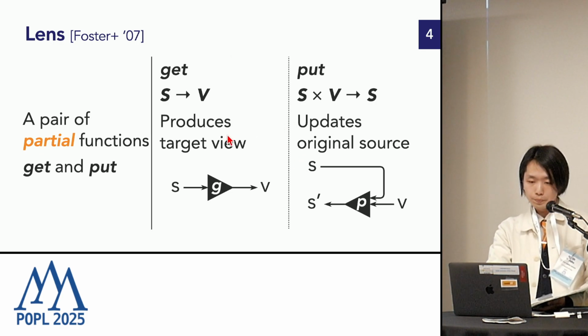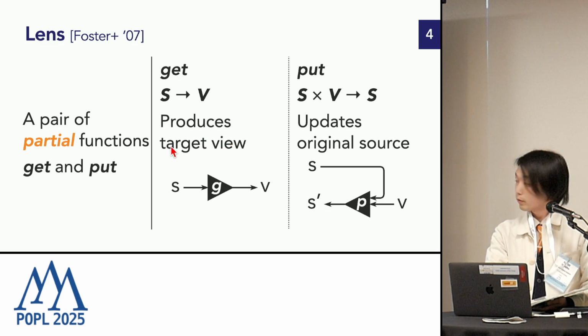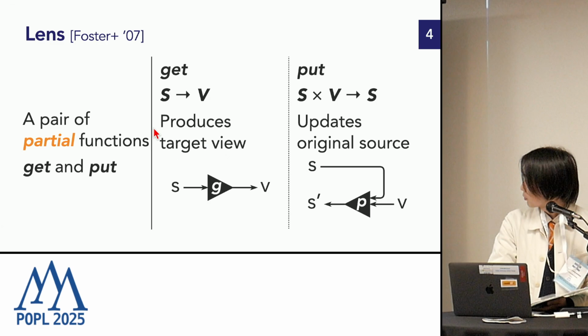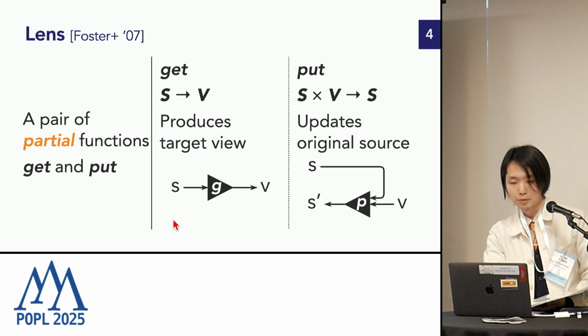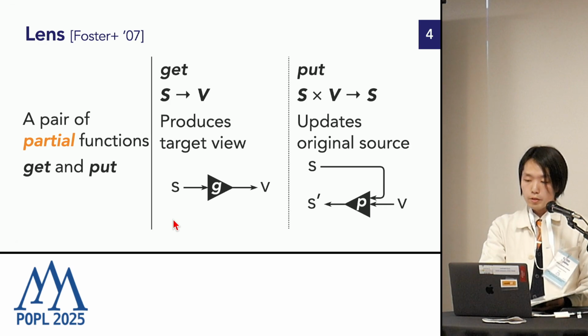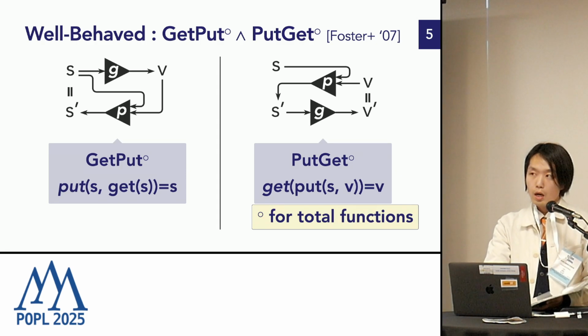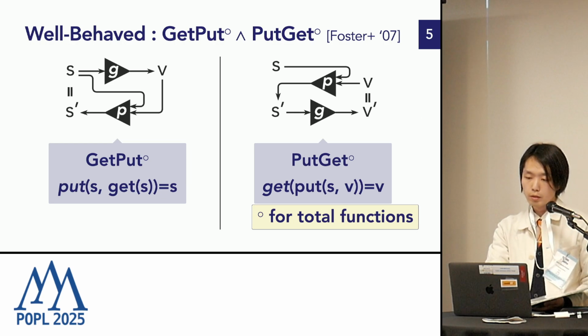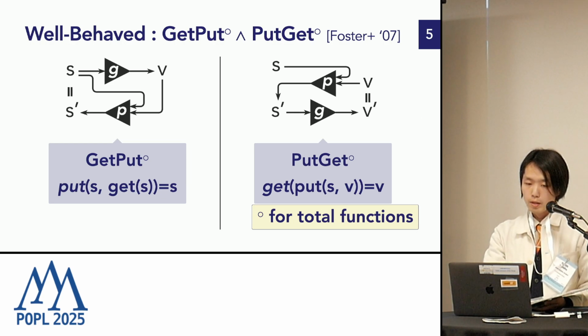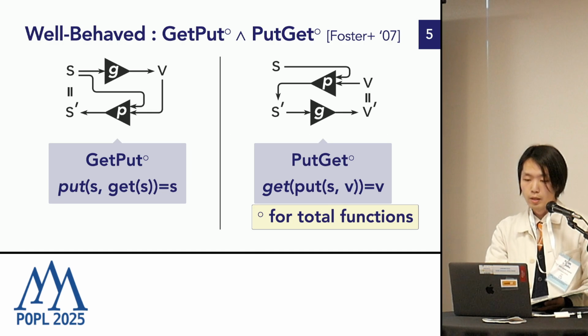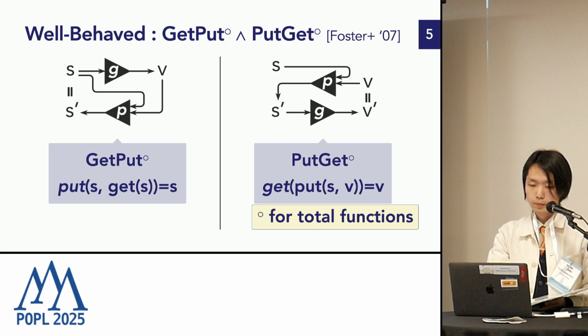The get function produces a view from the source. And the put function updates the original source with a modified view. However, we cannot define get and put functions arbitrarily because the get and put functions should be consistent. The most important consistency of the lens is well-behavedness. The well-behavedness is formed of two properties, GetPut and PutGet. And these properties are called lens laws.